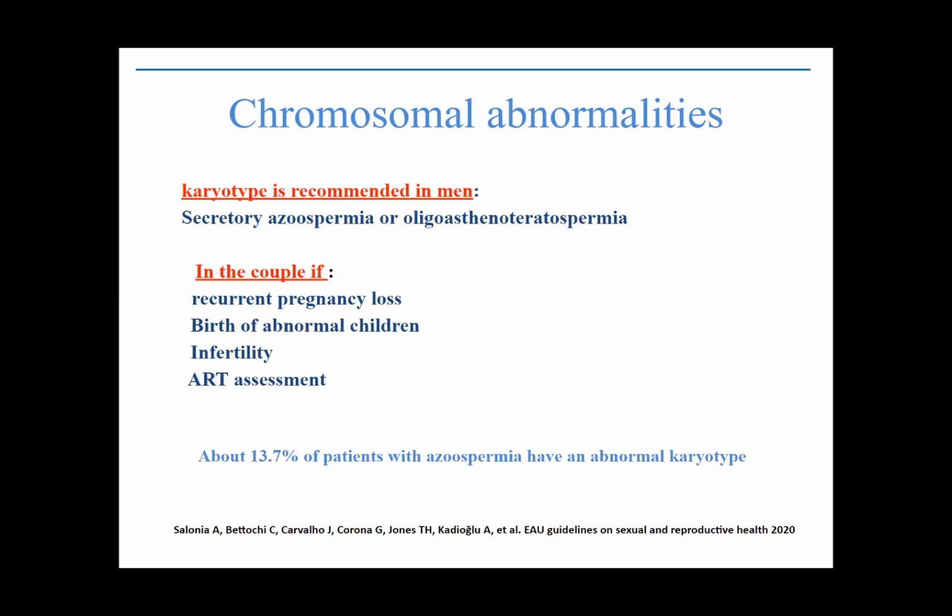Chromosomal abnormality is the first cause in male infertility, and the first test is the karyotype. Now, karyotype is recommended in men with secretory azoospermia or oligoazoospermia, if recurrent pregnancy loss, birth of abnormal children, infertility, and also in ART assessments. About 30% of patients with azoospermia have an abnormal karyotype.